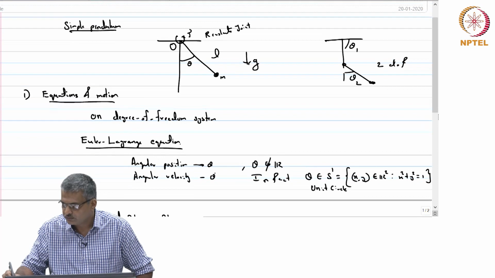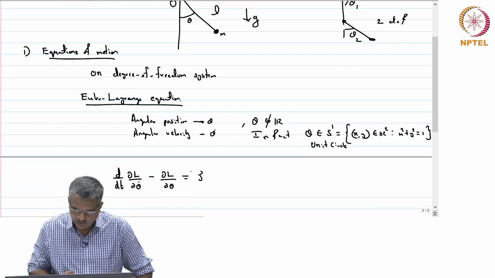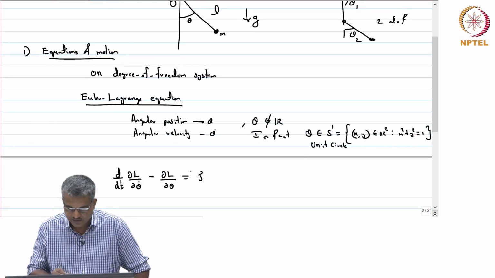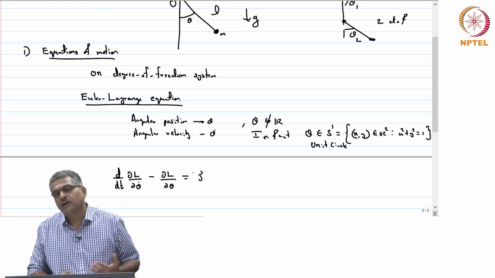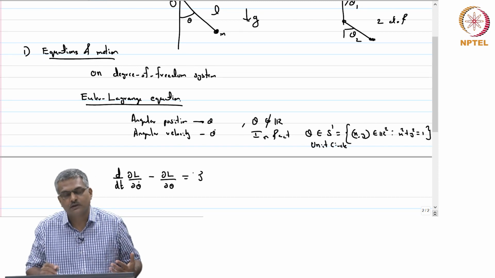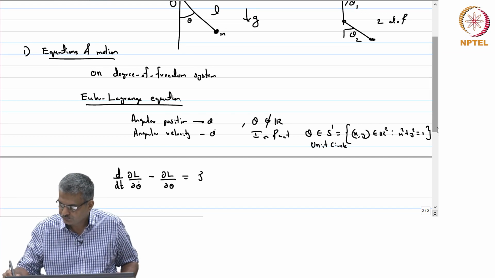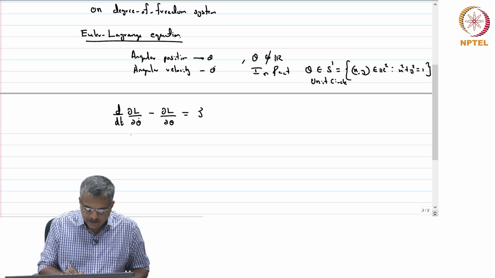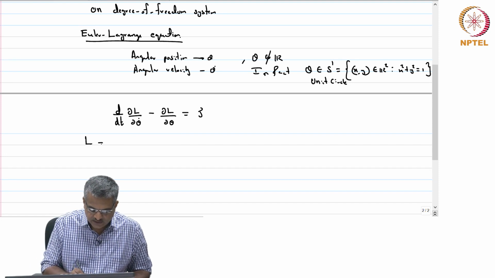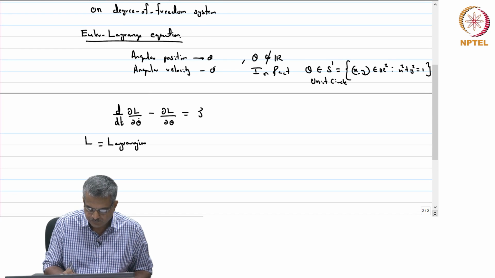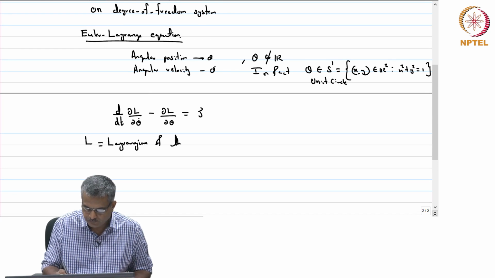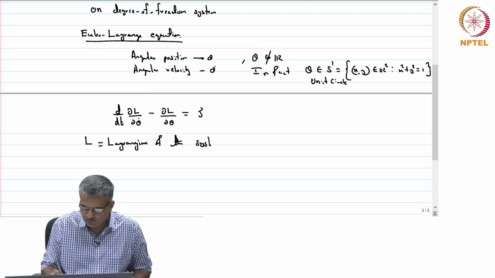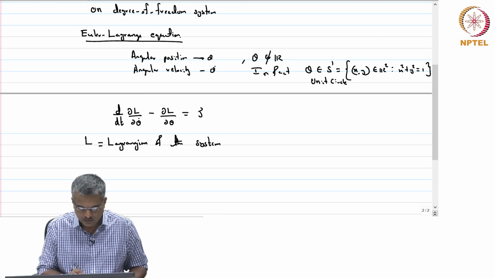So, there is a torque applied. If there was no torque, then we would set this to 0, right. But because we want to model a control system, let us bring in the torque here, right. Now, what is the L in this? L is known as the Lagrangian of the system. And how is it defined?